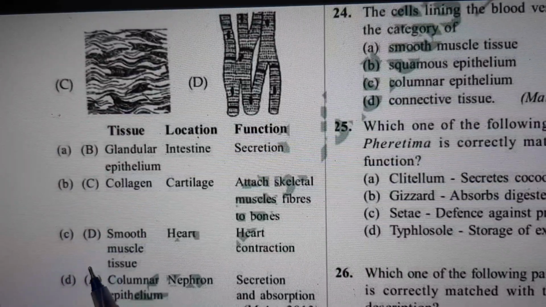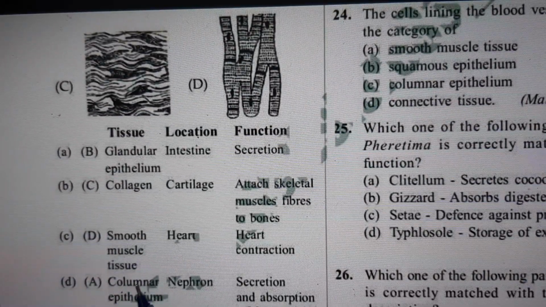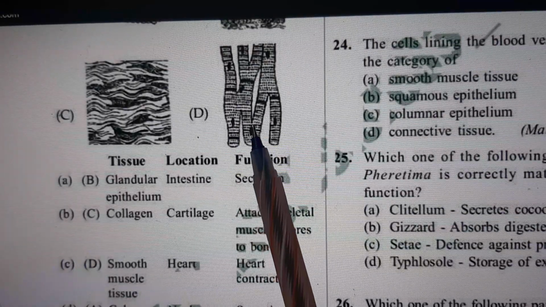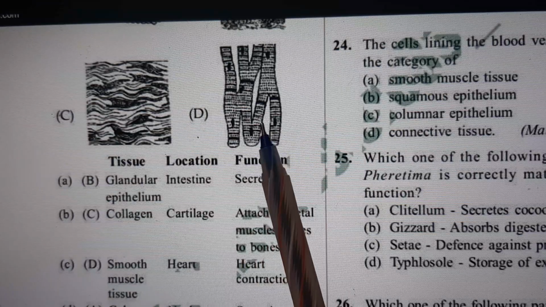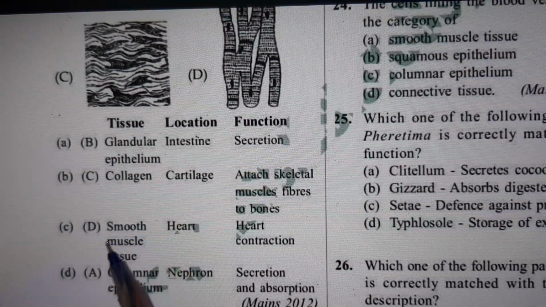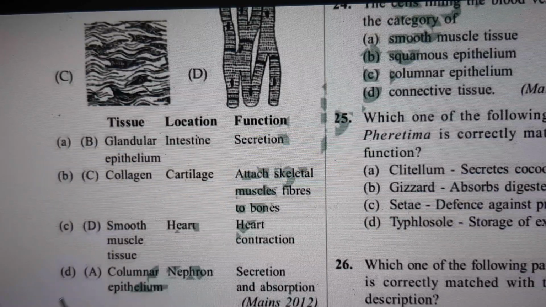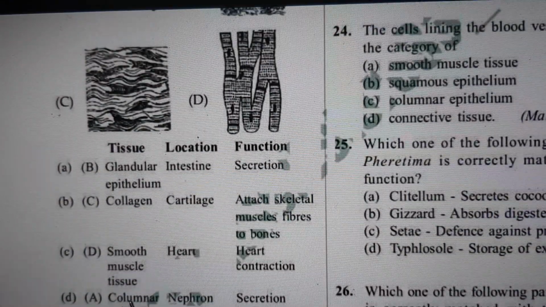Option C, it talks about figure D, smooth muscle tissue. This is not smooth muscle tissue. Smooth muscle tissues are tapering and fusiform. These are cardiac muscle tissue. So we can eliminate C option. Now option D talks about figure A, columnar epithelium.